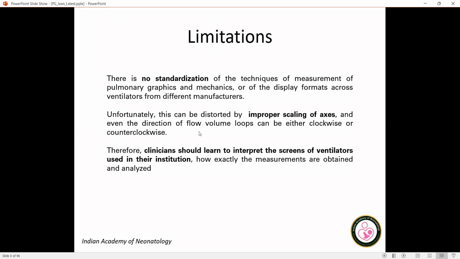Unfortunately, this can be distorted by improper scaling of the axis, and sometimes the direction of the flow volume loop in one ventilator will be clockwise, in another ventilator counterclockwise. In some ventilators, the inspiration in the flow volume loop is below the x-axis; sometimes it will be above the x-axis. So we have to know what type it is in our own ventilator. Clinicians should learn to interpret the screens of ventilators used in their institution and how exactly the measurements are obtained and analyzed.